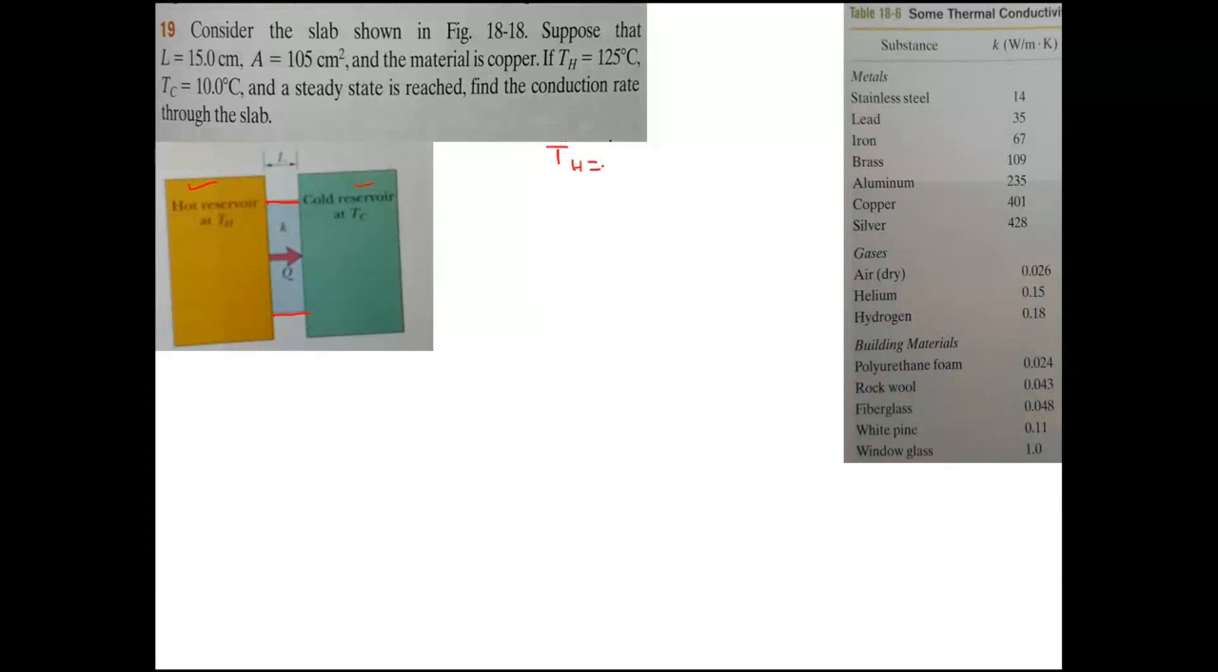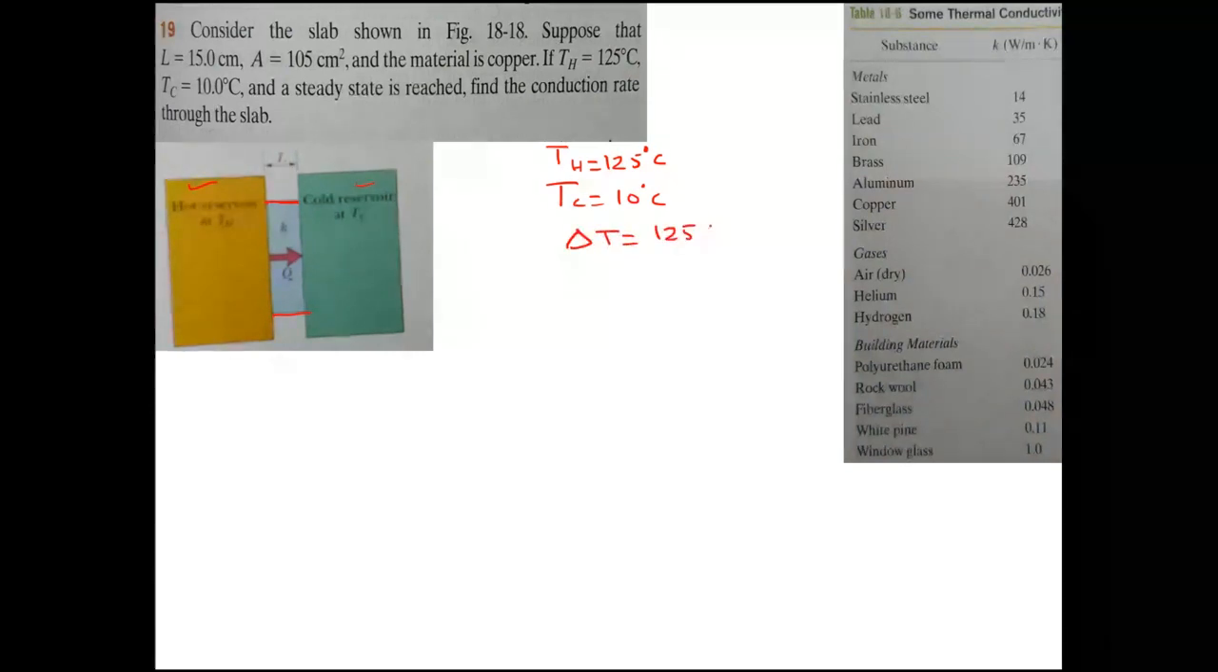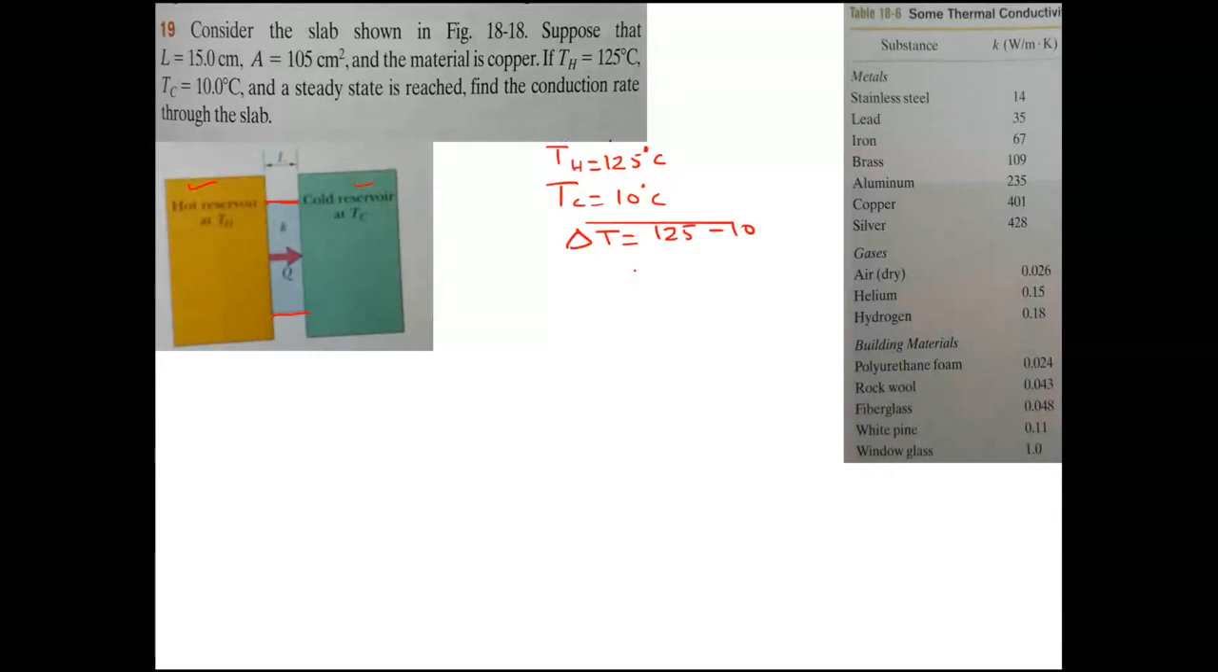You are connecting these two reservoirs with some slab. So you are taking this slab, which connects both reservoirs. One is at hot temperature, another one is at cold temperature. The hot temperature is given as 125 degrees Celsius, and the cold temperature is given as 10 degrees Celsius. So once you know both temperatures, you can easily find the delta T. Am I right? So 125 minus 10 gives you 115 Celsius degree.